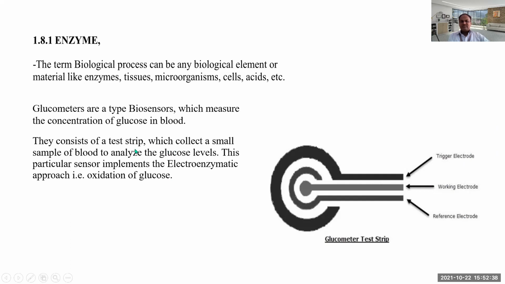The device consists of a test strip which collects a small sample of blood to analyze glucose level. This particular sensor implements the electroenzymatic approach, that is, oxidation of glucose. So this is the simplest kind of enzyme sensor or glucometer sensor which we use in daily application. People with high sugar use this daily.